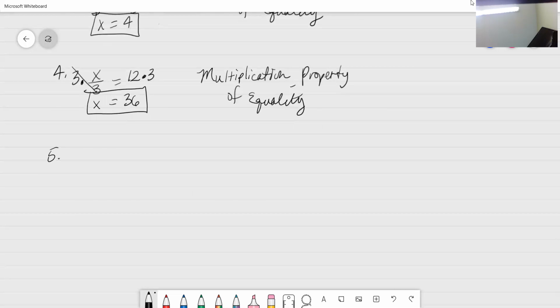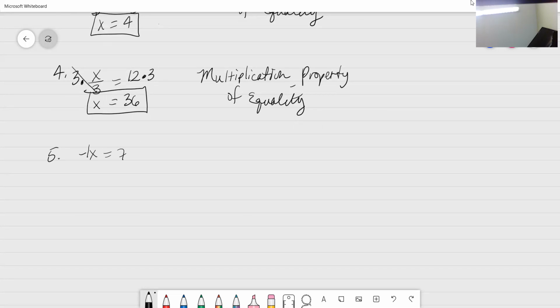So for number 5, the last one here, we have negative x equals 7. Now what do we do? We can't leave our variable negative because that's not isolated. Remember, if there is no coefficient next to your variable, it is an understood 1. Therefore, this is negative 1 times x equals 7.